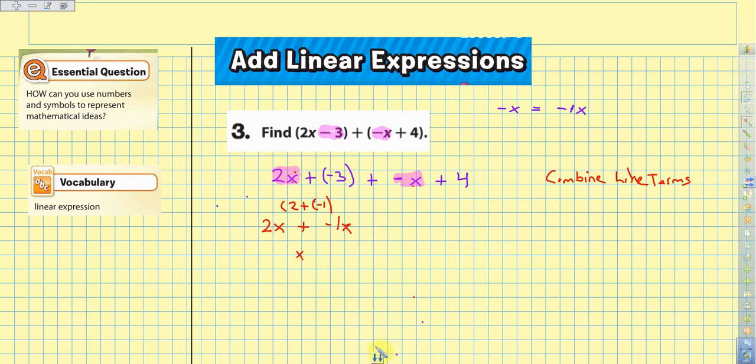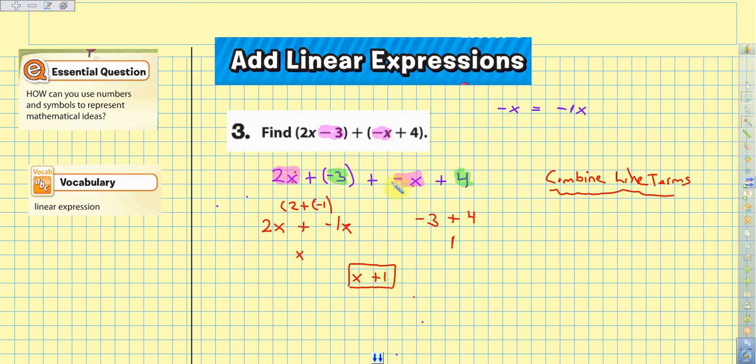Okay, now we need to take care of the constant. We have a negative 3. And we have a 4. We take that negative 3 and we combine it with 4. We're still combining like terms. Take your negative 3, add it to 4, you're going to get 1. A positive 1. So we're going to write that out. You have x plus 1. And that's our answer. Okay, so we had a positive x, which we just leave as x. We had a positive 1, we leave it as 1.